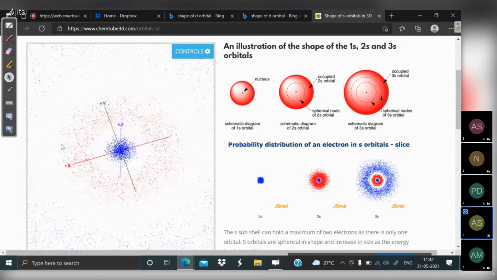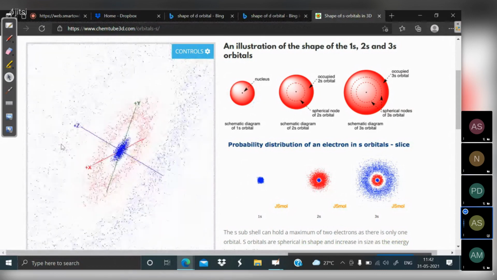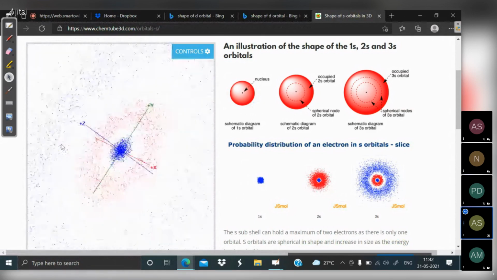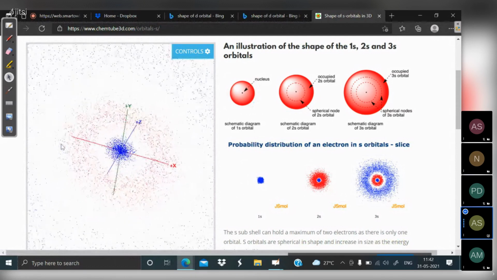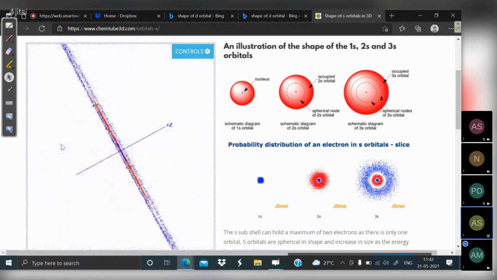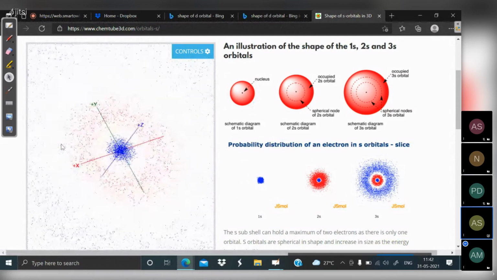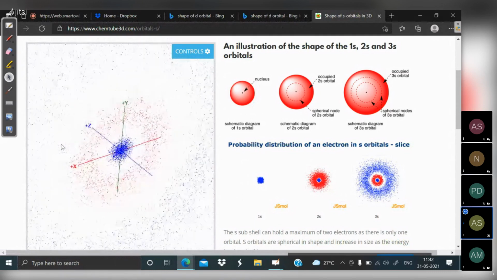S orbitals are spherical in shape. And by spherical, what do we mean? I hope it is clear to everyone. Is it clear to everyone? The shape of the orbital. Yes, sir. So the s orbital is spherical in shape.